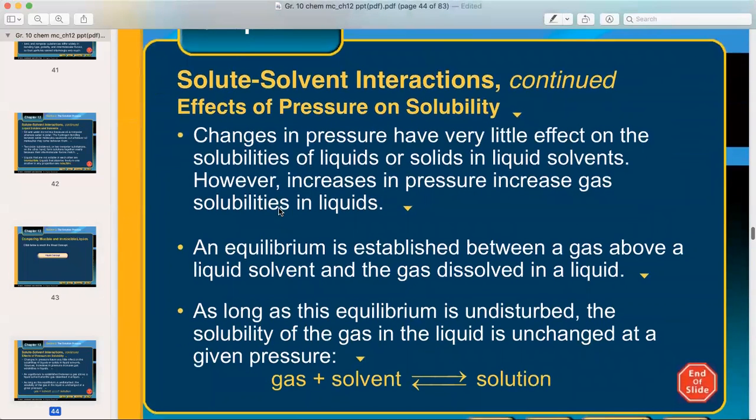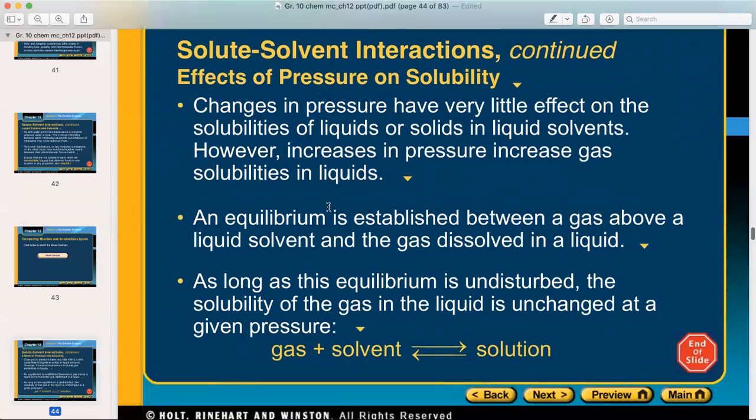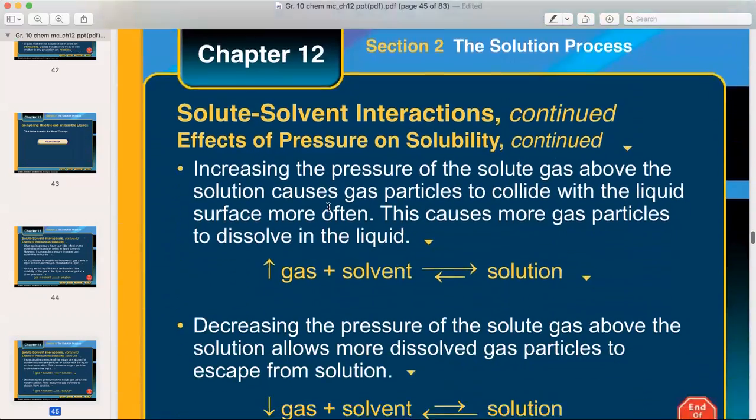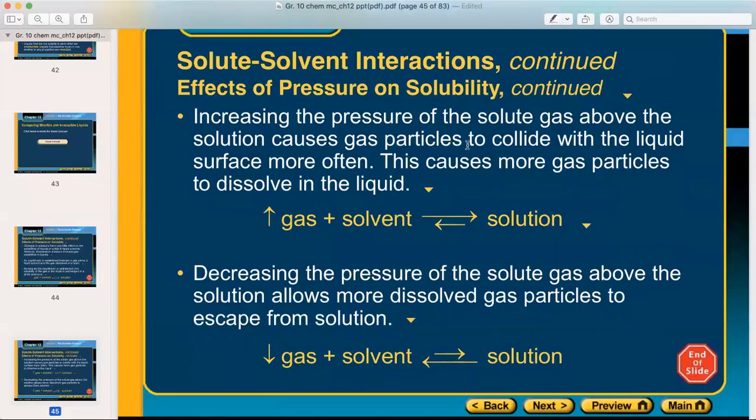Next topic, we have effect of pressure on solubility. The effect of pressure we mostly see in the case of gases as compared to liquids and solids. Increasing the pressure of the solute gas above the solution causes gas particles to collide with the liquid surface more often. This causes more gas particles to dissolve in the liquid. If you increase the pressure of the solute gas, it will collide more frequently with the solvent molecules. As a result, the solubility will increase, and vice versa.